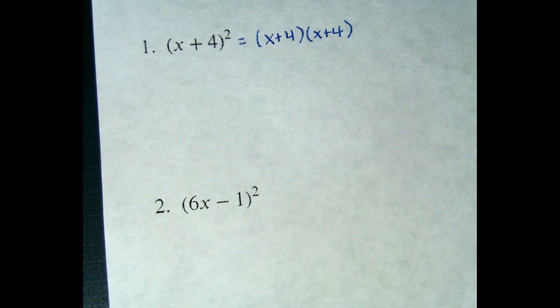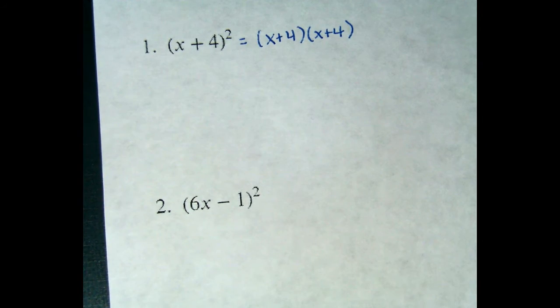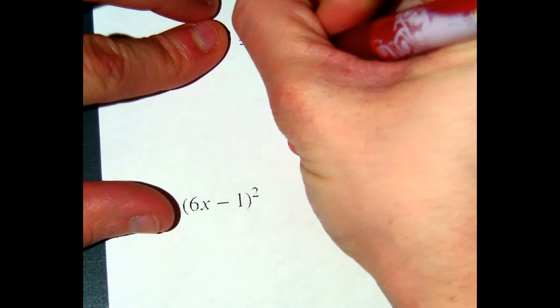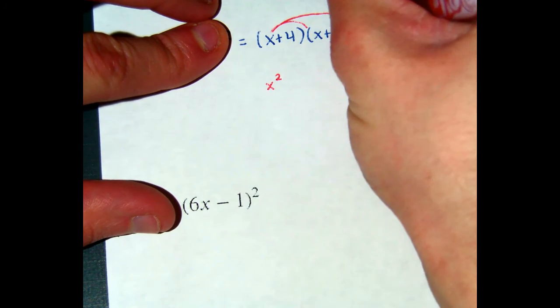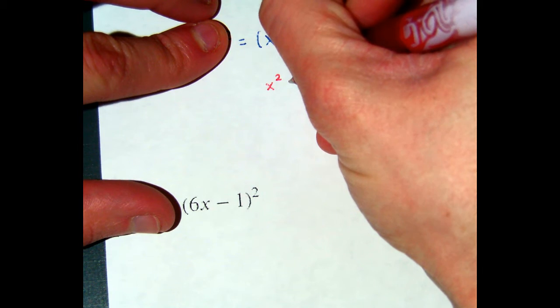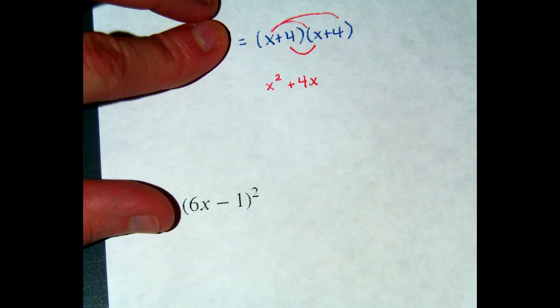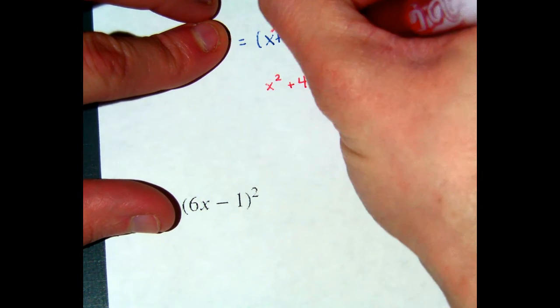Once you understand that there are 2 of them, we can now solve this problem, because it's just like we've done in the past. How do you solve or multiply these together now? Okay, you distribute and you get x squared, you said. Okay, then what? X times 4, which is 4x, okay? And then 4 times x is? And 4 times 4?